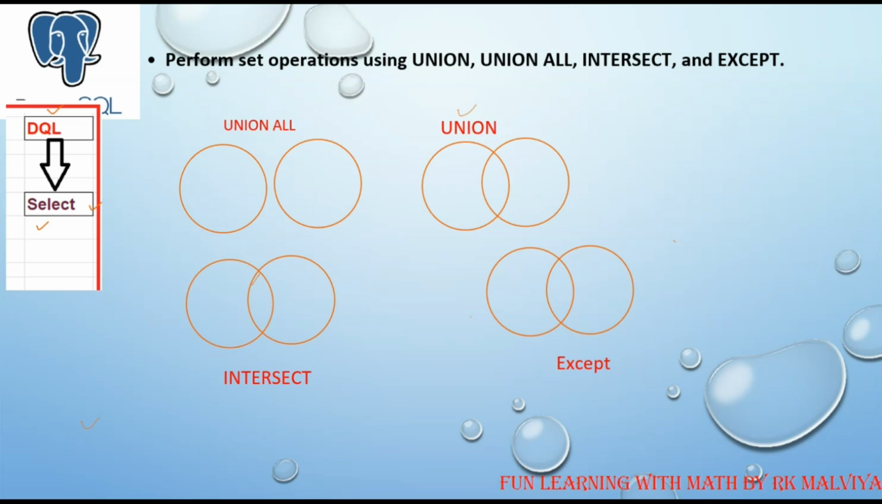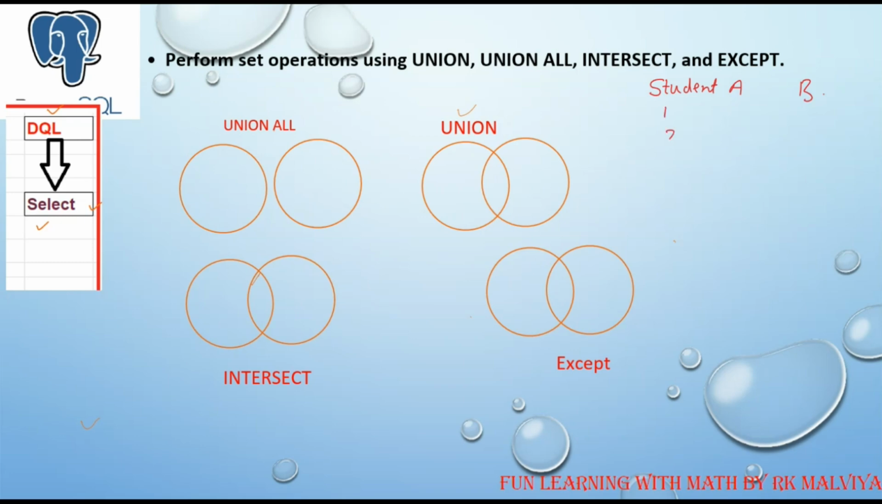Okay, in DQL, this is the last topic: union, union all, intersect and except. How and where we generally use these conditions. So we have one example. I have two tables. I have student details in two classes. So I say student A and I have table B.